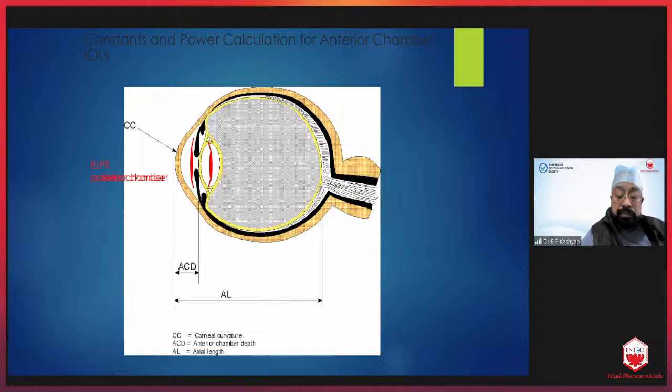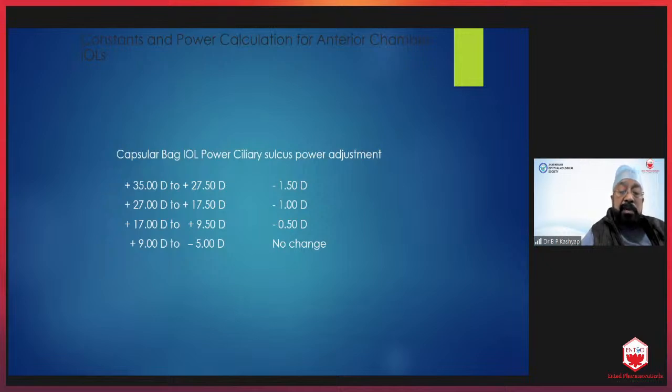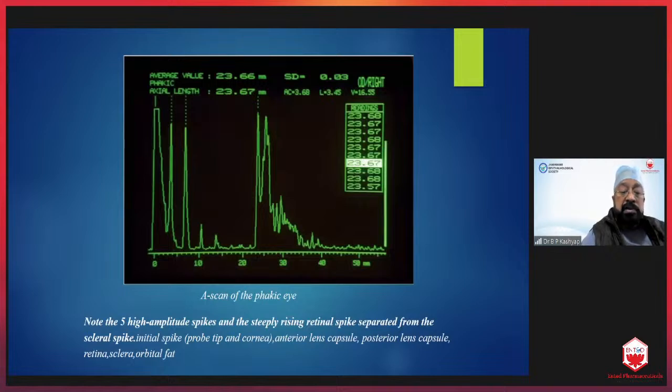So if it is the in-the-bag IOL power, and the power is between plus 35 to plus 27.5, then if you're putting that particular lens in the ciliary sulcus, you have to adjust the power by decreasing it by minus 1.5. If it is plus 27 to plus 17.5, you have to decrease by minus 1. Accordingly, you have to adjust your lens power depending upon where you're putting the lens. I find this very, very important. When I'm in doubt, I always go through this. I see whether all these pieces are coming together properly or not.